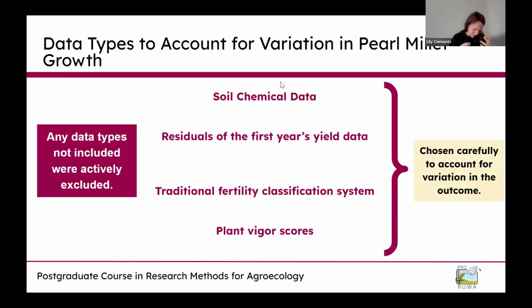But the key point here that we're focusing on in this topic is that any data types which were not included here have been actively excluded. These 4 data types have been included, but any that aren't here have been excluded. And that is a decision that's been made. They need to be able to justify why aren't other data types being looked at? Why are we not accounting for the variability by looking at the height of the pearl millet? Things like this.